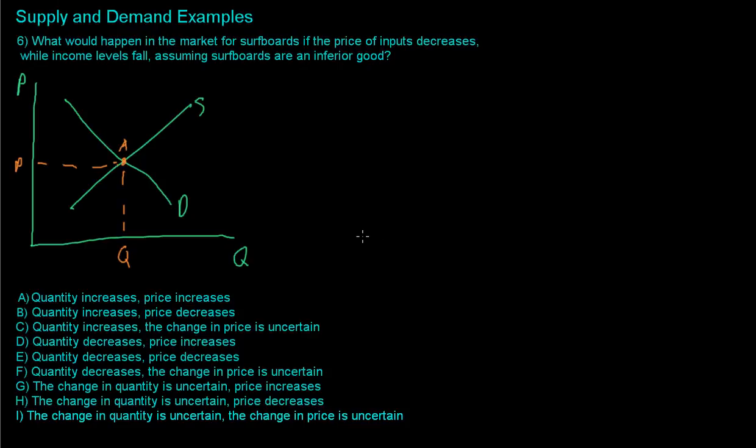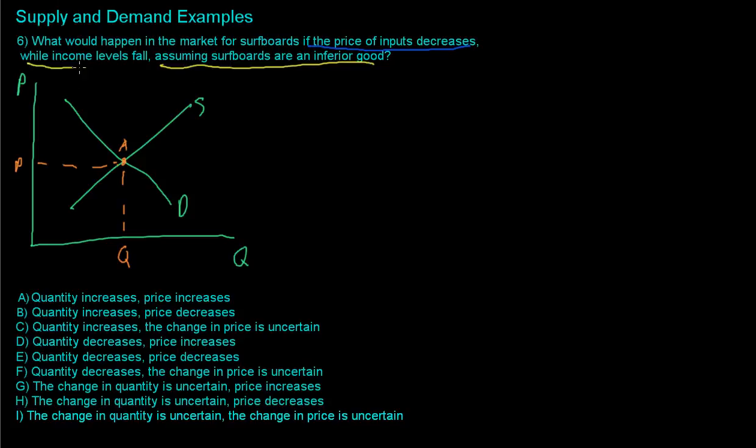What would happen in the market for surfboards if the price of inputs decreases? So let's do that in blue. If the price of inputs decreases while at the same time income levels fall, assuming surfboards are an inferior good. And so we'll do this in yellow.